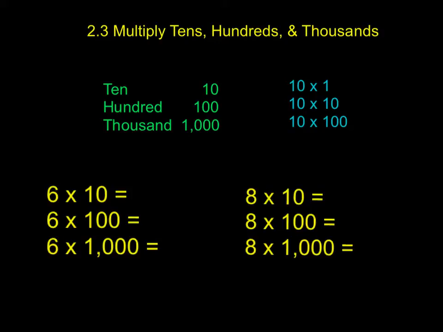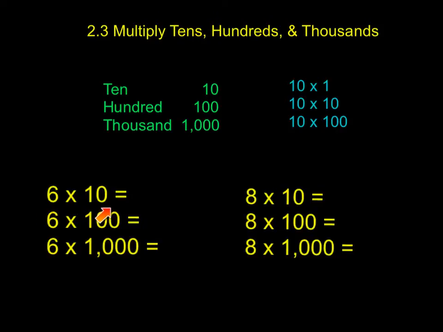Today we're going to practice multiplying by tens, hundreds, and thousands. As you can see below, I have written down 10, 100, and 1,000 with their equivalent standard form versions. Over here on this side, I've matched them up. We know that 10 times 1 is 10, 10 times 10 is 100, and 10 times 100 is 1,000.